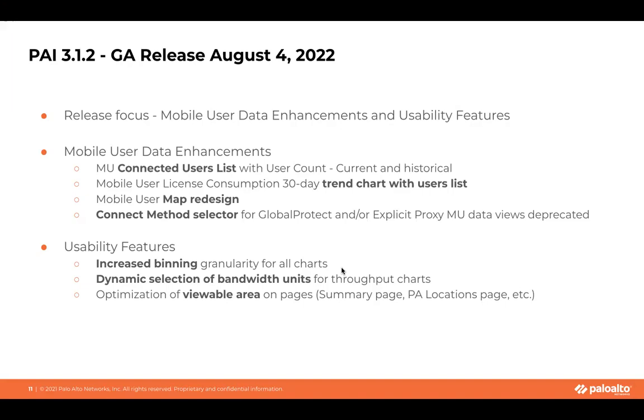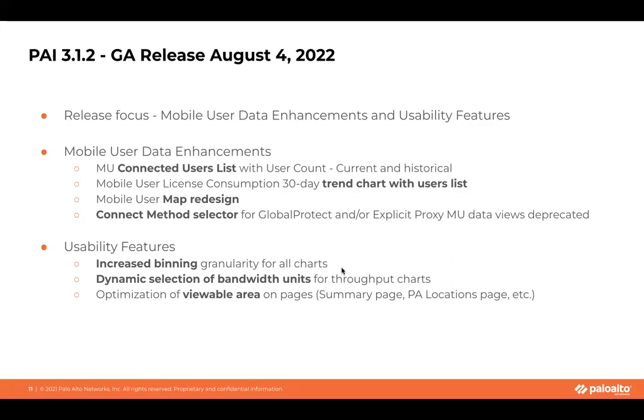Additionally, we introduced the ability to view your mobile user license consumption, not just as a point in time, as we used to show it earlier, which is basically what it looks like today with respect to all the licenses you've procured, but we also created a widget to show you what this license consumption looks like over the past 30 days. We felt this was going to be extremely helpful to you to see how your data consumption has changed in the last 30 days through this trend chart.